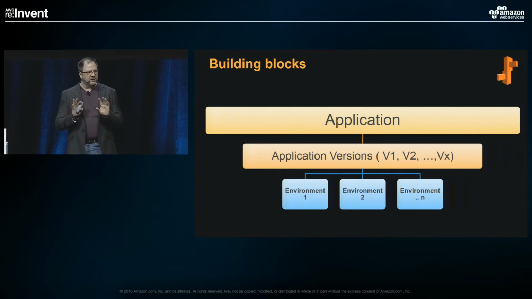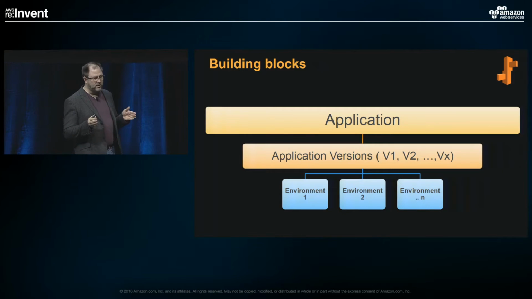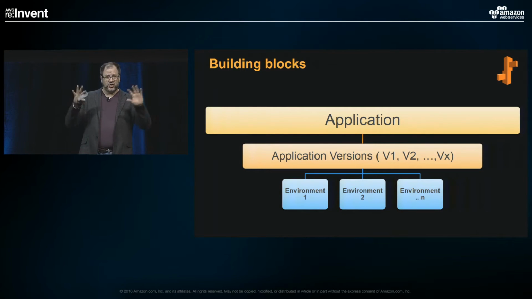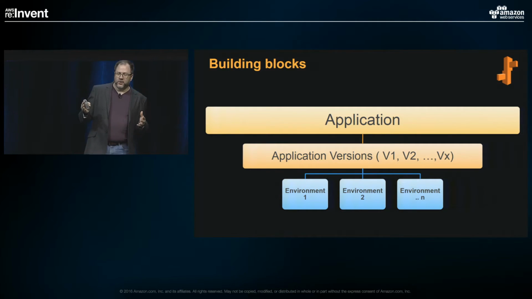So some basic terminology that'll help you understand the rest of what we talk about. Everything within Elastic Beanstalk starts with an application. And that's just a generic way of grouping together a whole host of deployed versions of a single app. When you create an application, the first time you upload any code, the first time you provide us something to deploy, you name it.